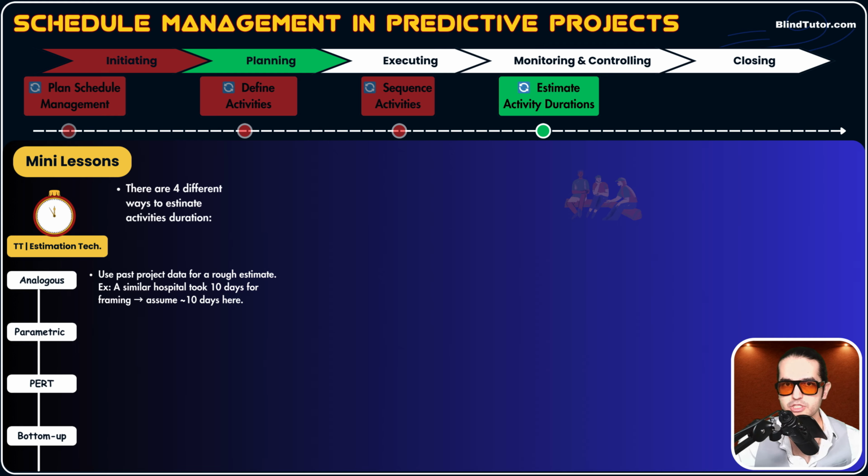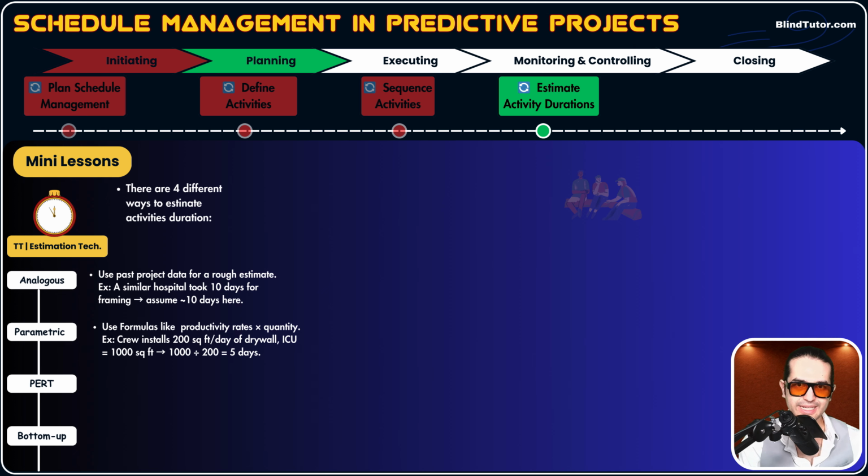Next estimation technique is parametric, guys. What's parametric? We use a formula. In parametric, we use a formula. So whenever you hear the term parametric estimation, one keyword: formula. What formula? For example, productivity rates multiplied by quantity. Let's elaborate with an example. Let's say our crew, our team installs 200 square feet per day of drywall. Now, let's say the whole ICU is 1,000 square feet.